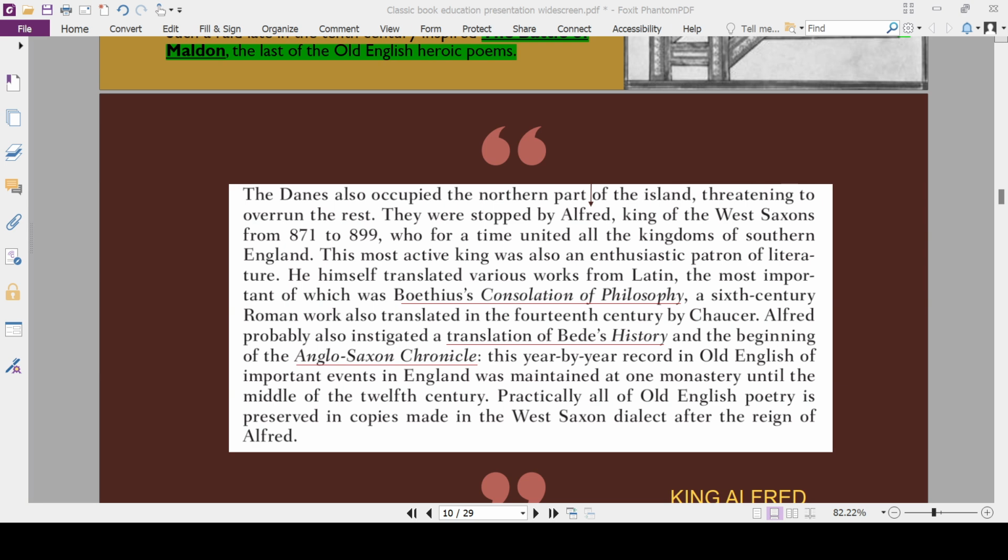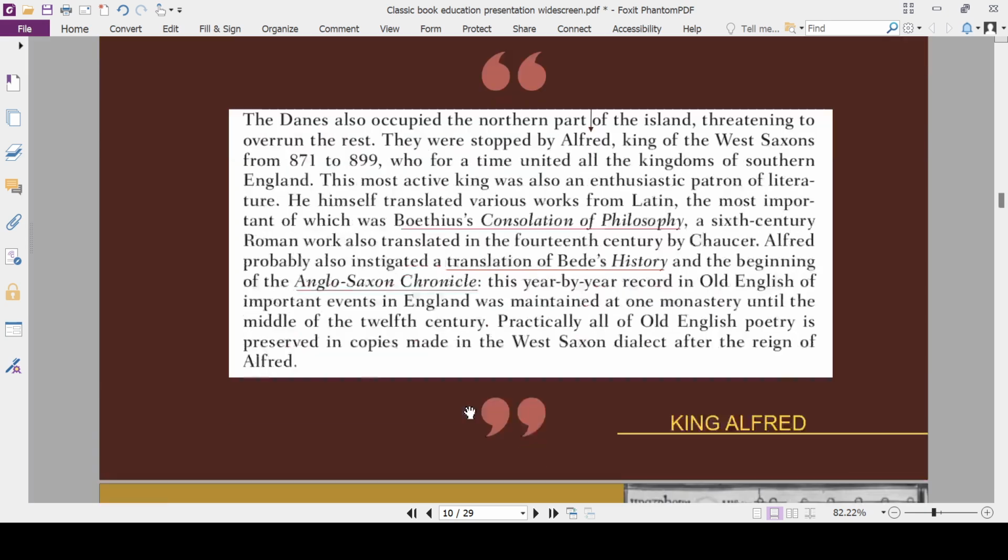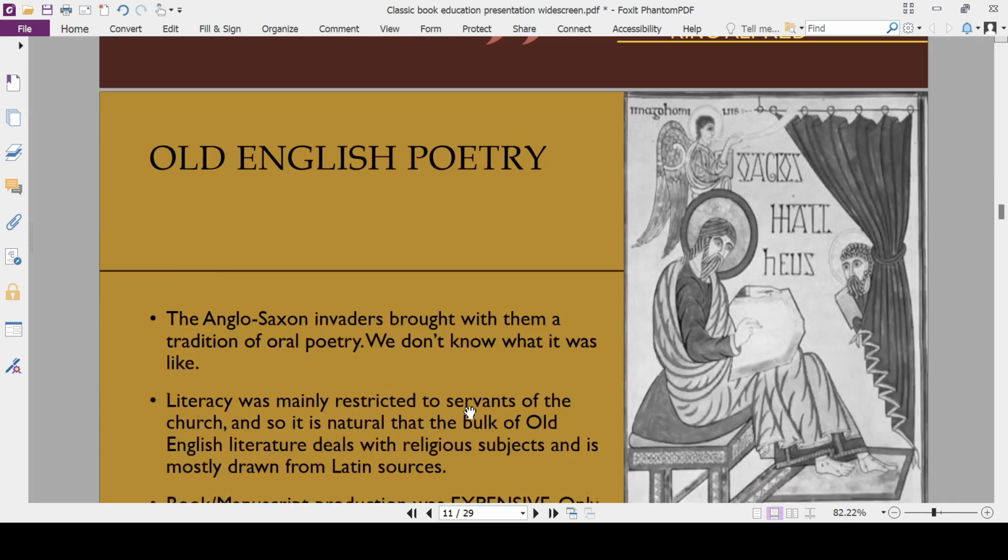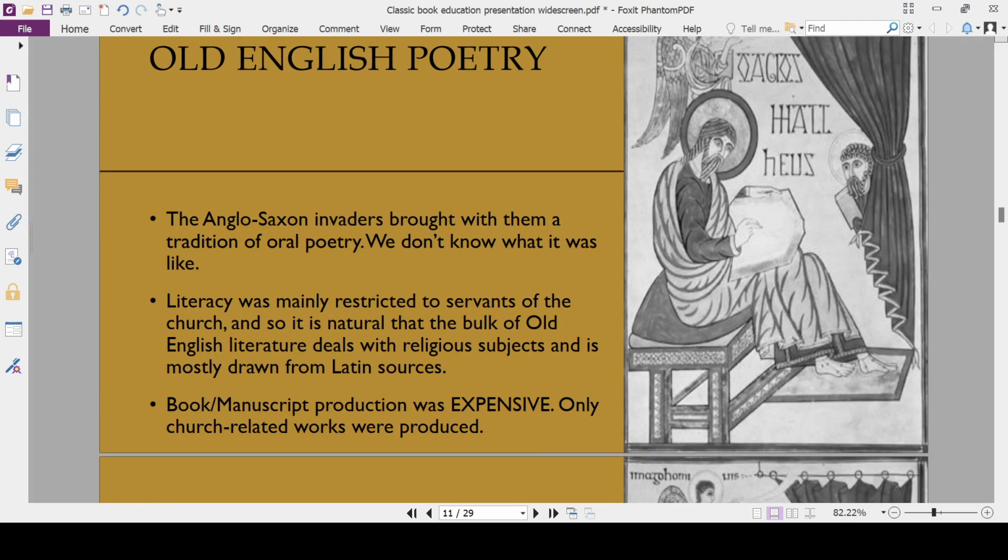And additionally, Alfred played a pivotal role in the production of the Anglo-Saxon Chronicle. So as you can see, he was such a central figure in this period, and he helped write or translate some of the most important works of the period.